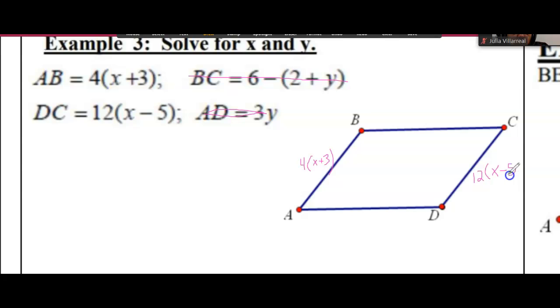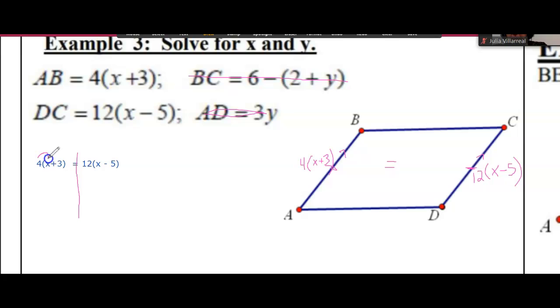So, okay, we write them down. So I know that this side is the same as this side. They are congruent and they're also parallel. So I'm going to put an equal sign between them because they are equal. So I'm going to write 4 parentheses x plus 3. You guys write that down. Equals 12 parentheses x minus 5 parentheses. Go ahead and write that down and let's try to solve.